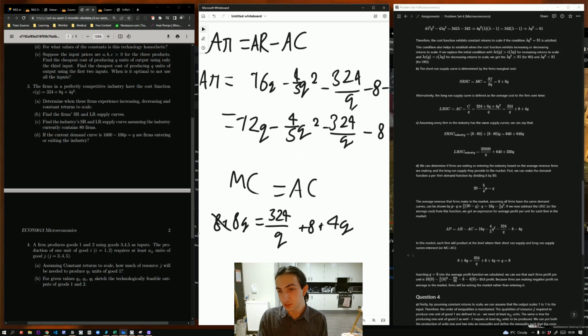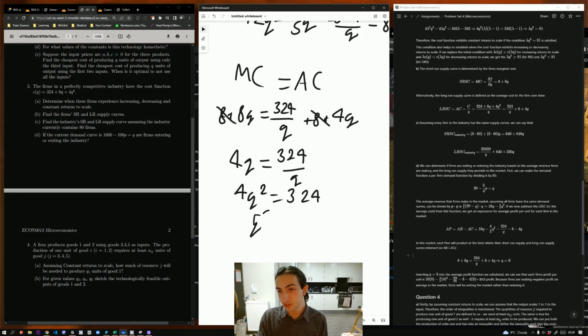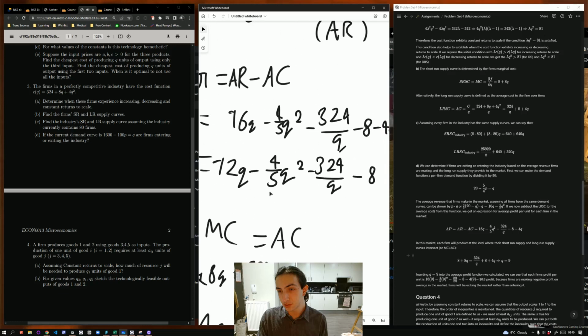Cancelling the 8s out, taking away 4Q, this 324Q. It's basically going to be the same thing before, 324. Q squared is equal to 81, because we obviously can't have a negative quantity. Q is equal to 9. We're going to put this back into here, Q is equal to 9.